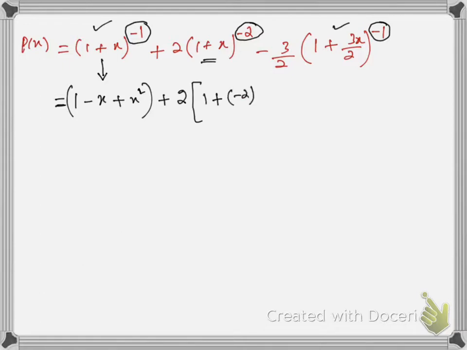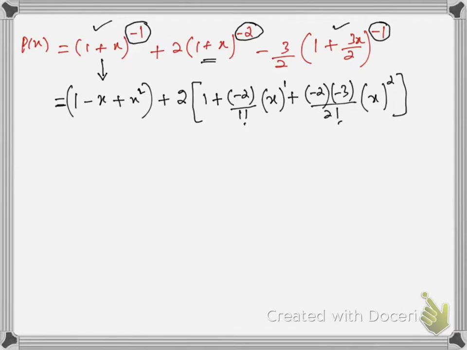minus 2, meaning n, upon 1 factorial, and x, which is the second term, with power 1, then -2, n minus 1 over 2 factorial, x to the power 2. We have expanded the second expansion successfully. Now we have to expand the last expansion, but with the help of rule number 1.